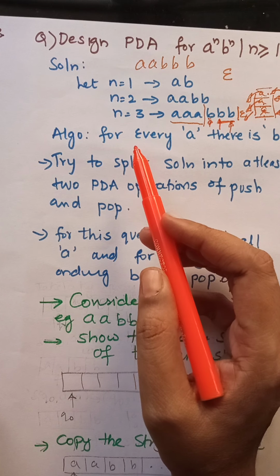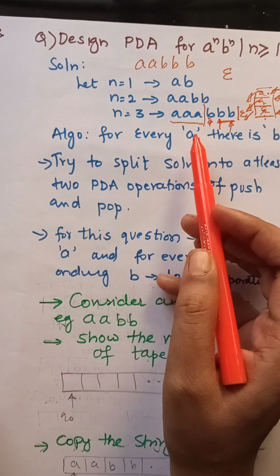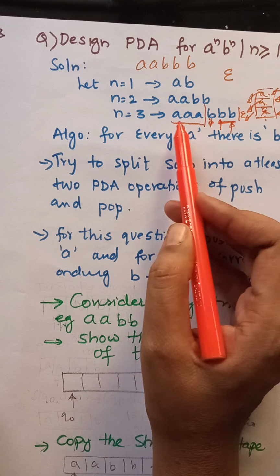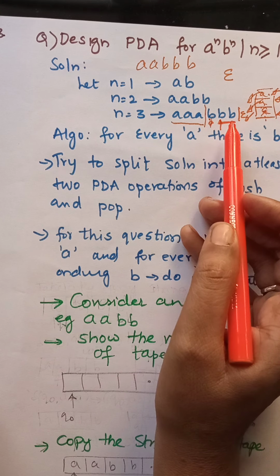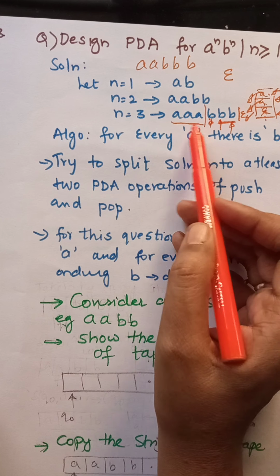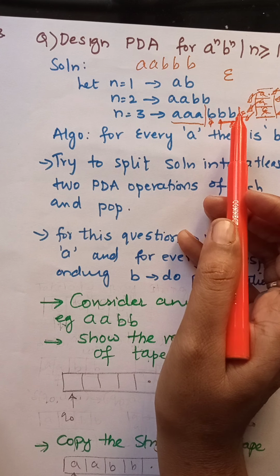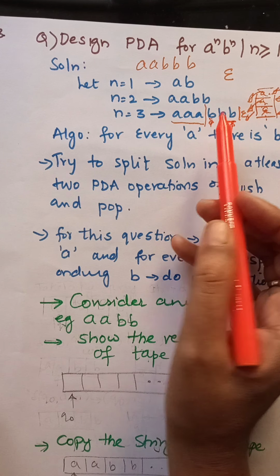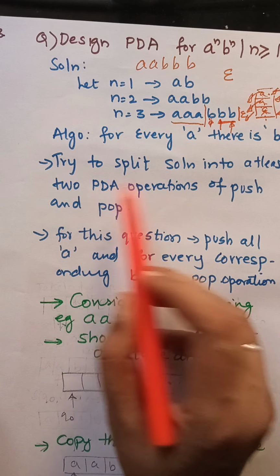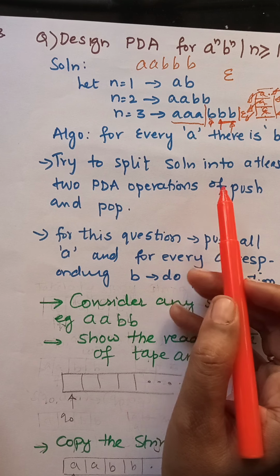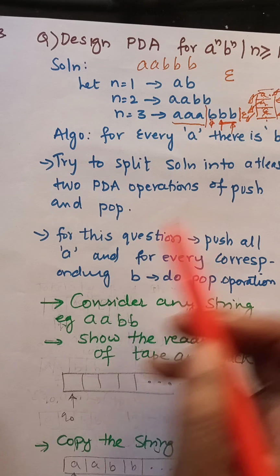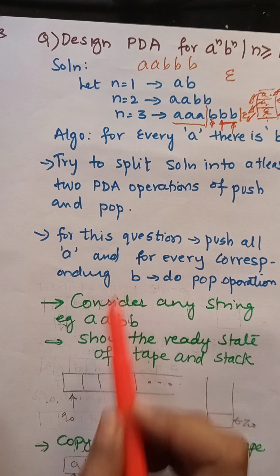And if required, then only we will go for the no operation. But in this example, in this question, no operation is not required. Your question is going to be simply solved by using push and pop. So here the steps are, we are going to design the algorithm using two operations, push and pop, and for every A there is a corresponding B.